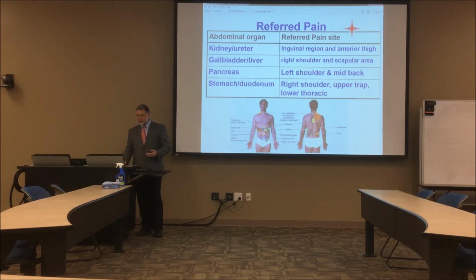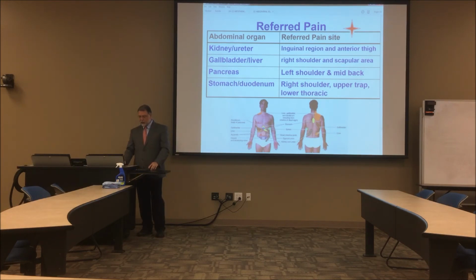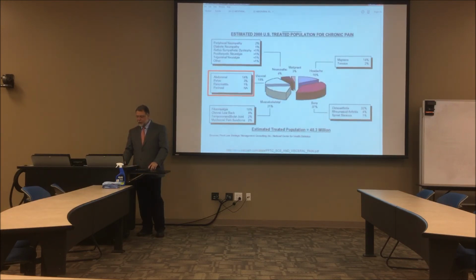The stomach and duodenum could have a little bit more discrete and different presentations, like a more generalized mid-abdomen pain, or it can probably go to the right shoulder, upper traps, lower thoracic. It's a little bit more diverse for stomach and duodenum.